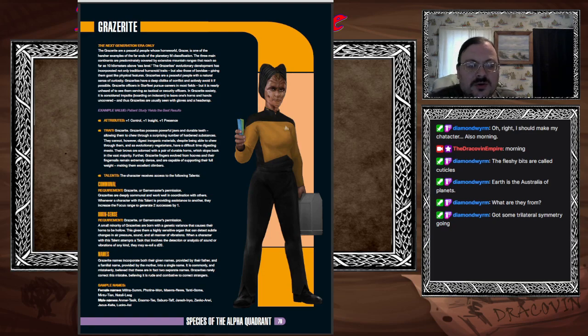Their talents are communal and horn sense. Communal means they're very good at working with others because of their communal nature. Hey, herd animals. When your character with the talent is providing assistance, you gain extra focus and stuff. And horn sense.